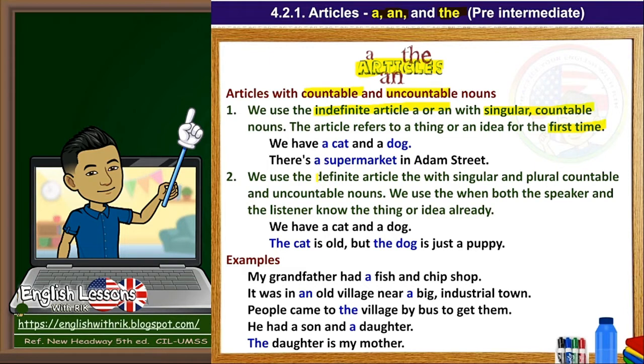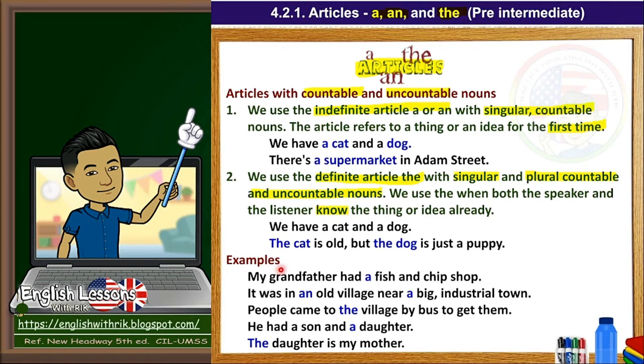We use the definite article the with singular and plural countable and uncountable nouns. We use the when both the speaker and the listener know the thing or idea already. We have a cat and a dog. The cat is old, but the dog is just a puppy.